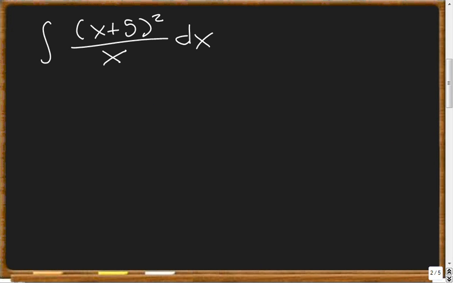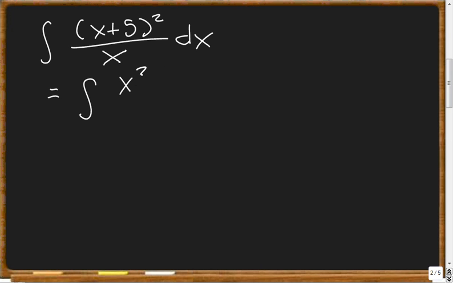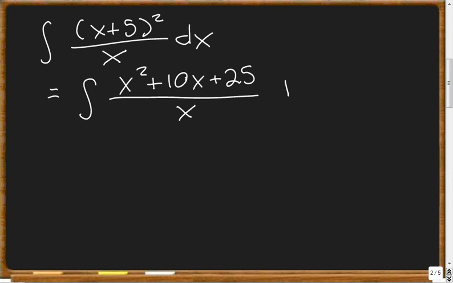Now let's look at an example where we're going to be talking about x's to the negative 1s. How would we deal with a situation like this? This problem, the integral of the quantity x plus 5 squared over x dx, we can't take the integral of it in this form. We don't know any rules to deal with this. So the first thing that we need to do is expand this, break it apart. So we would get on the top x squared plus 10x plus 25 over x dx.